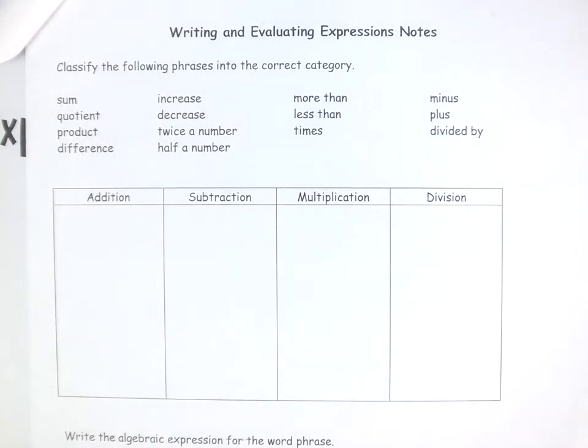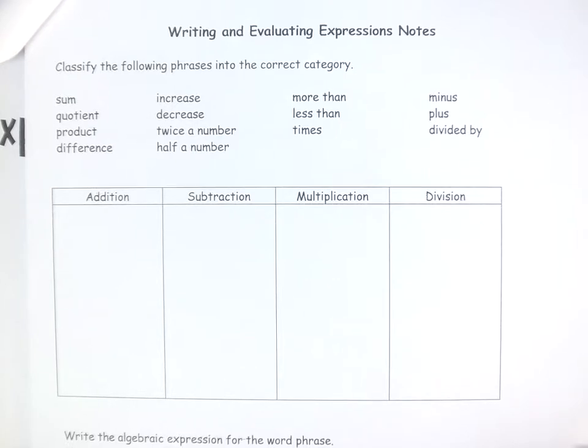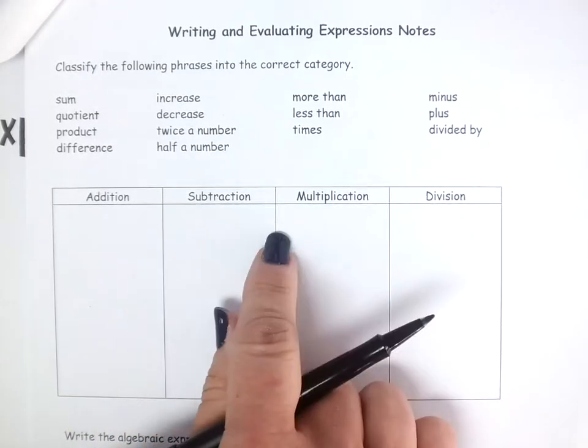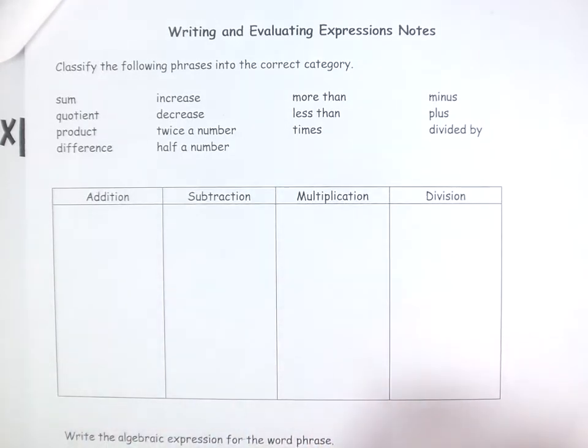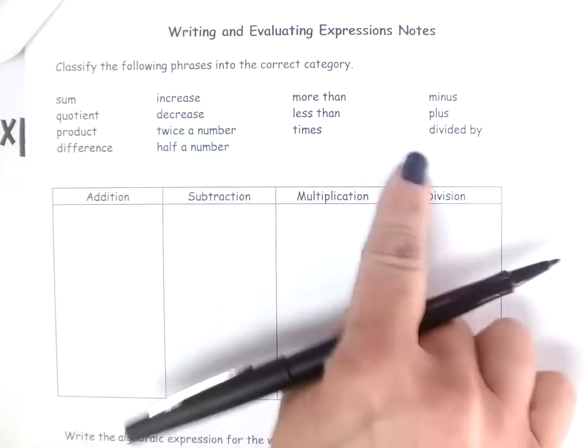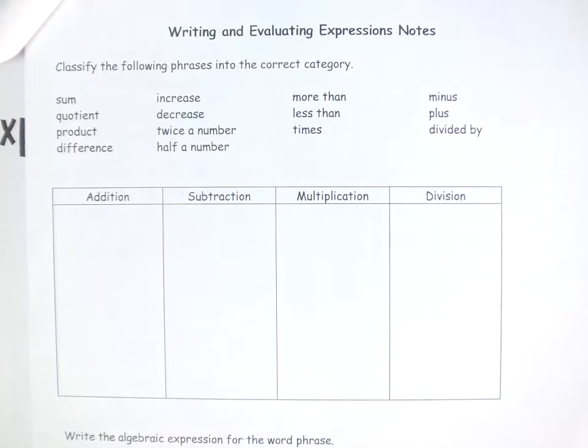Okay, today we're going to take some notes on writing and evaluating expressions, and these are going to be algebraic expressions. A little while back we did a doodle note where we sorted different words for different operations. So we're going to do a little review of that real quick, but we're going to be turning some sentences into algebraic expressions, so it's helpful to know which words mean what operation when we're writing them.